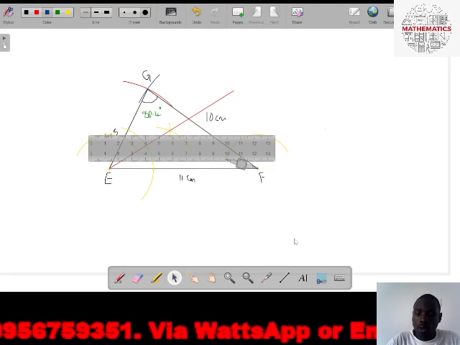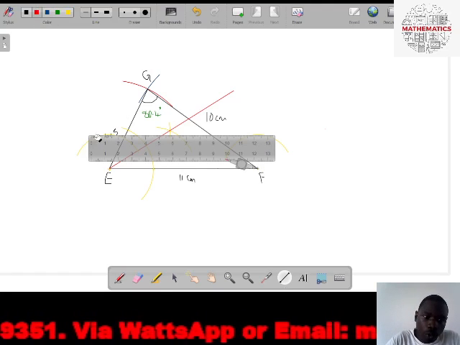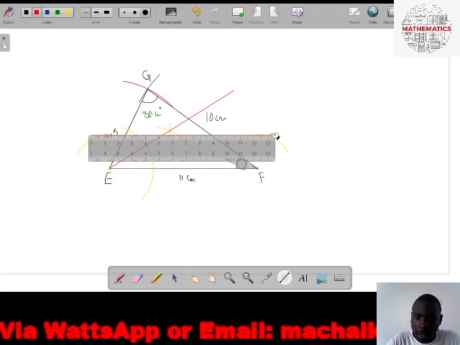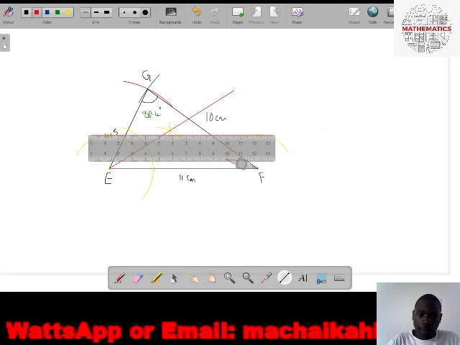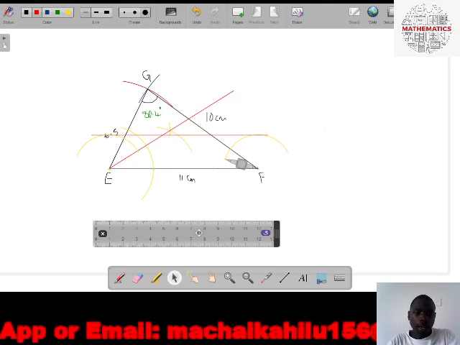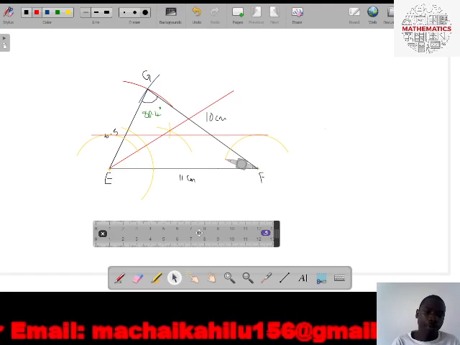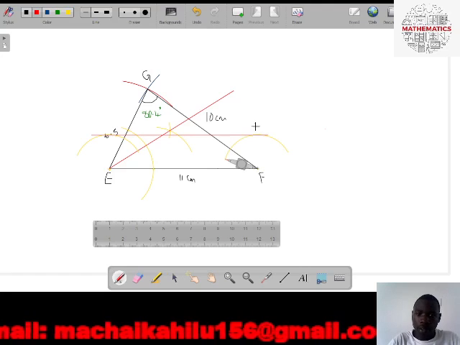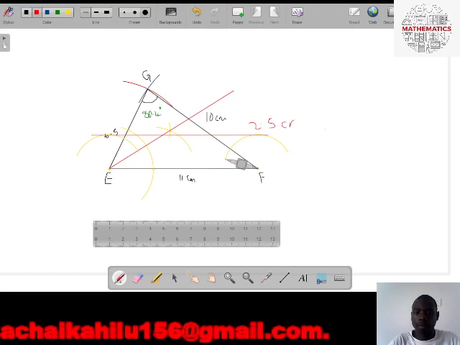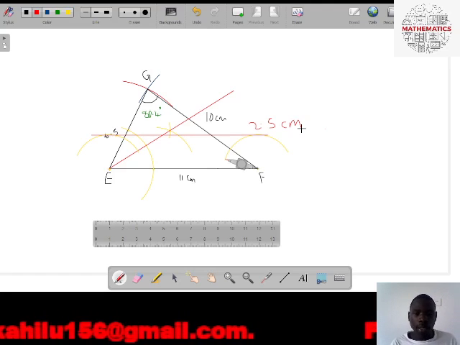Okay, so now after that, we need now to connect. If you connect, the line should be on top of that. So you're going to draw a line like that. As you can see, this line is called the equidistance of E and F, where EF is 2.5. So this is 2.5 centimeters.